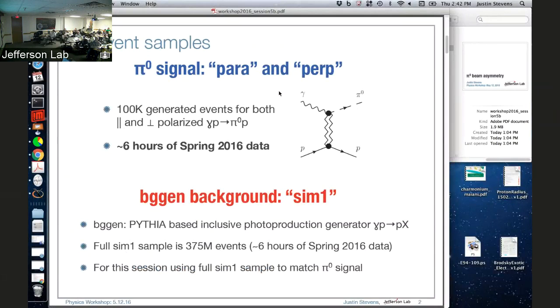So again, this is a sample that matches roughly the sample from this BGGen Sim1 background sample, and so something like 6 hours of the spring 2016 data. And we're using the full sample here, so I've made enough cuts at the JANA analysis stage that we can have the full samples in the T-trees that we're going to analyze. Okay.